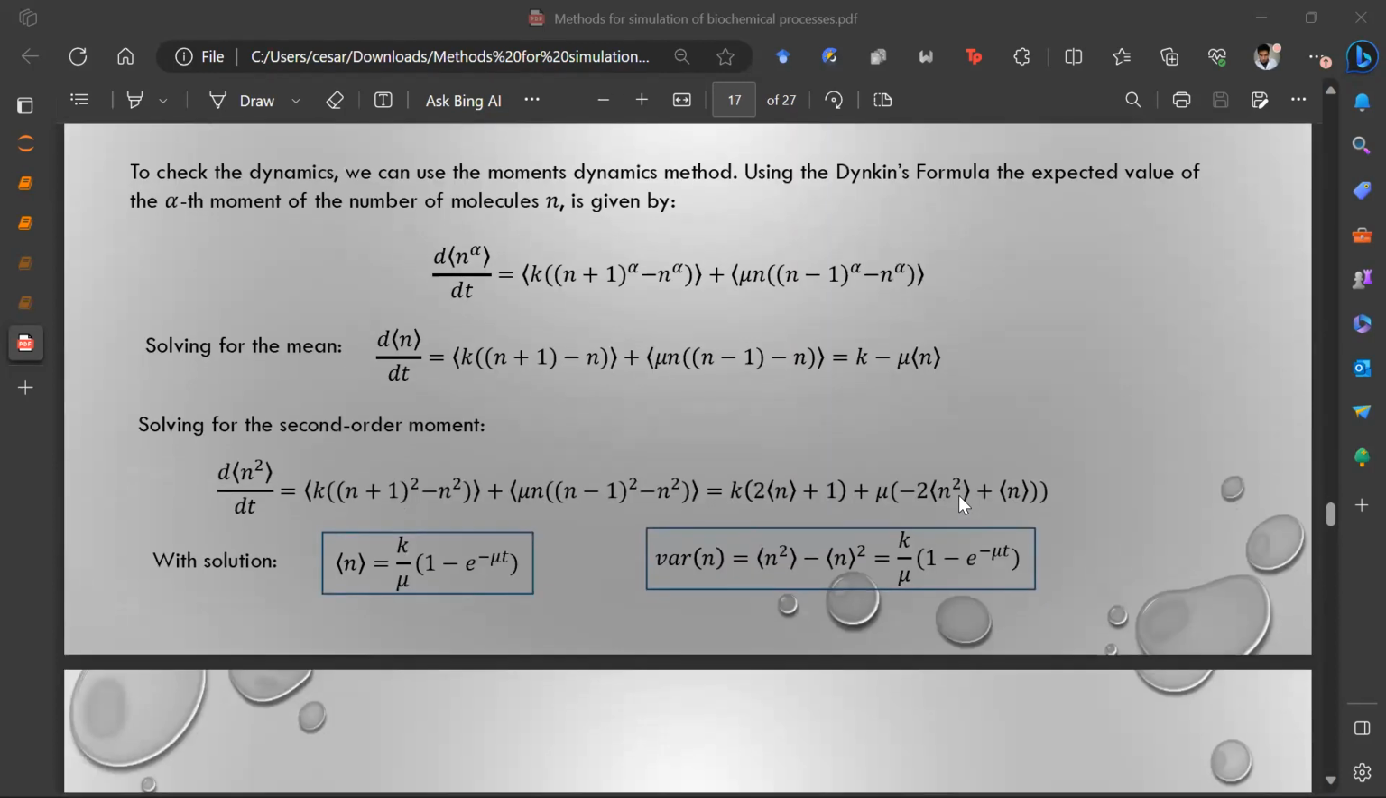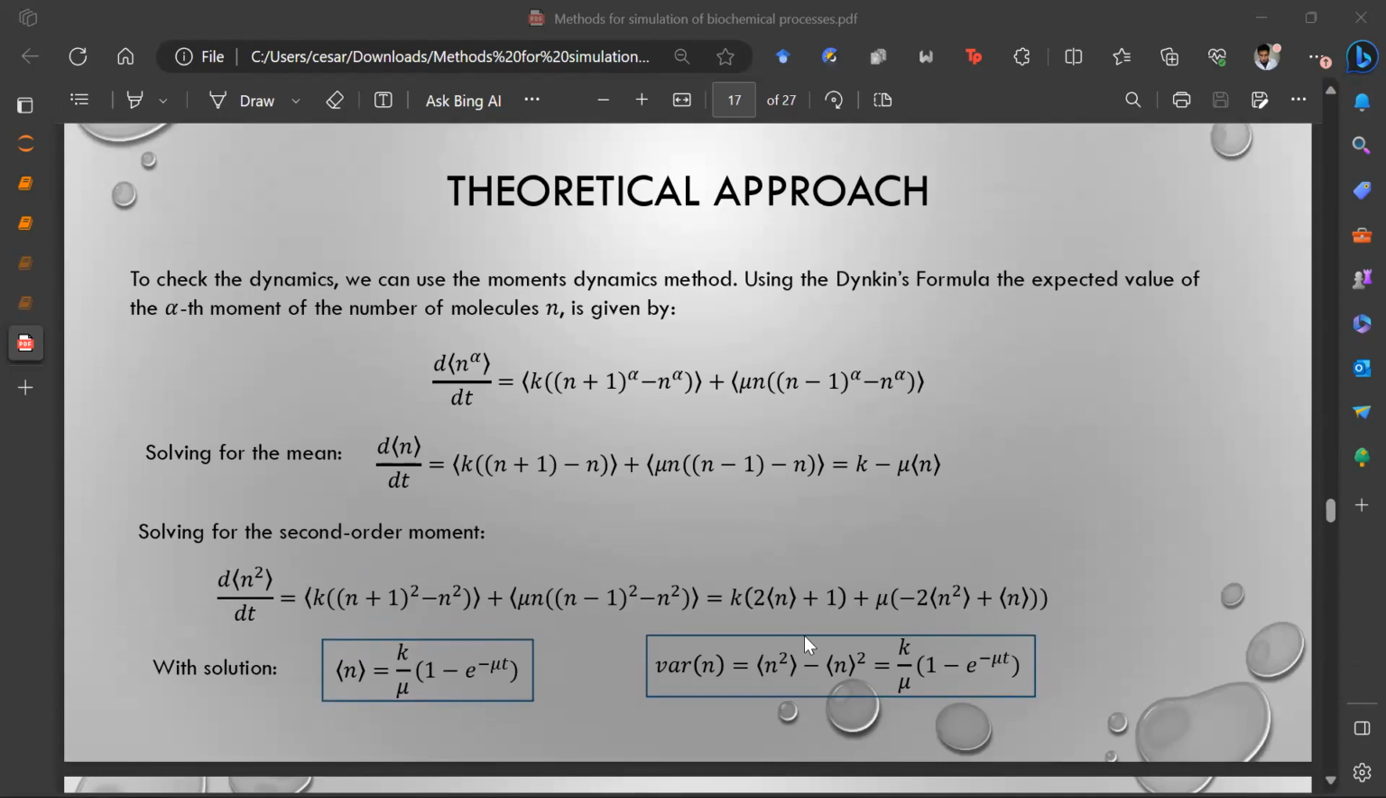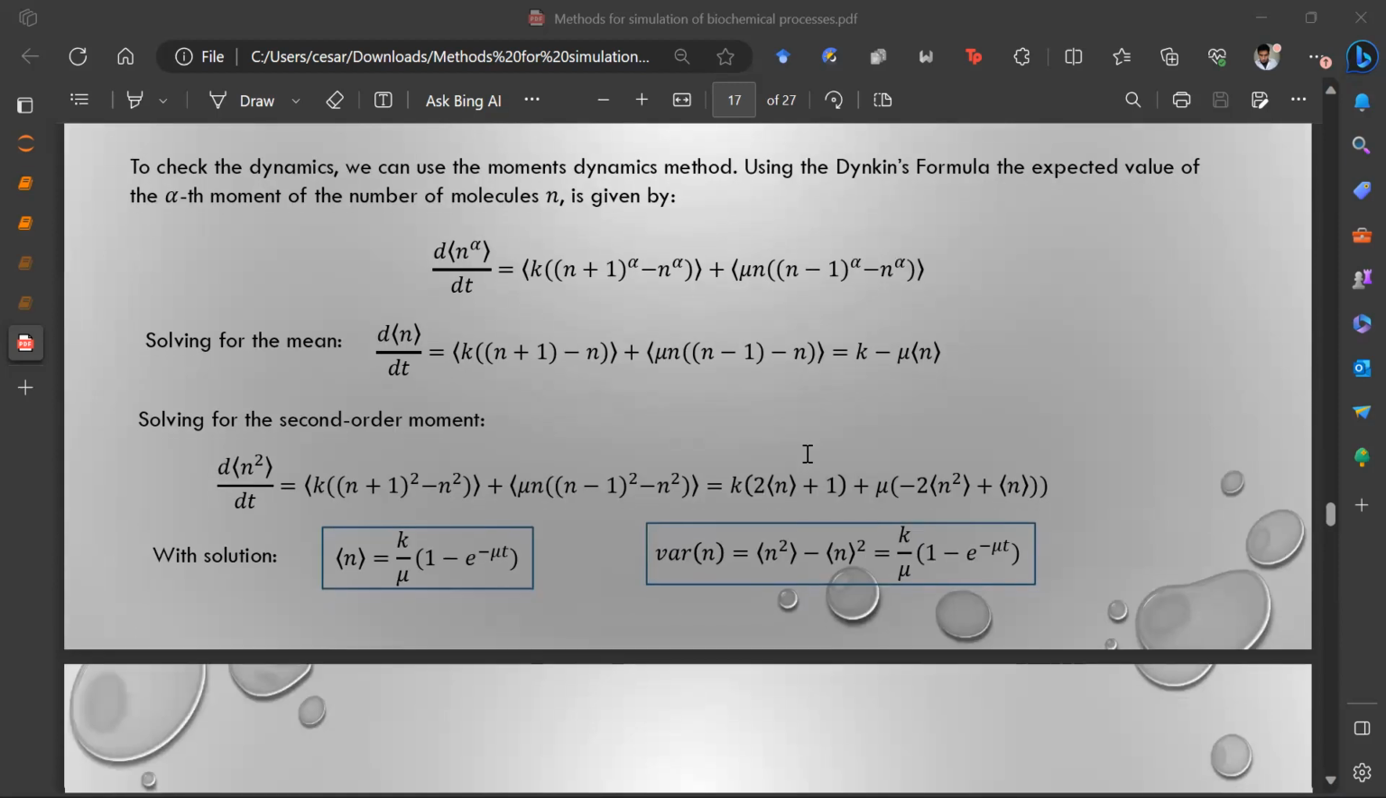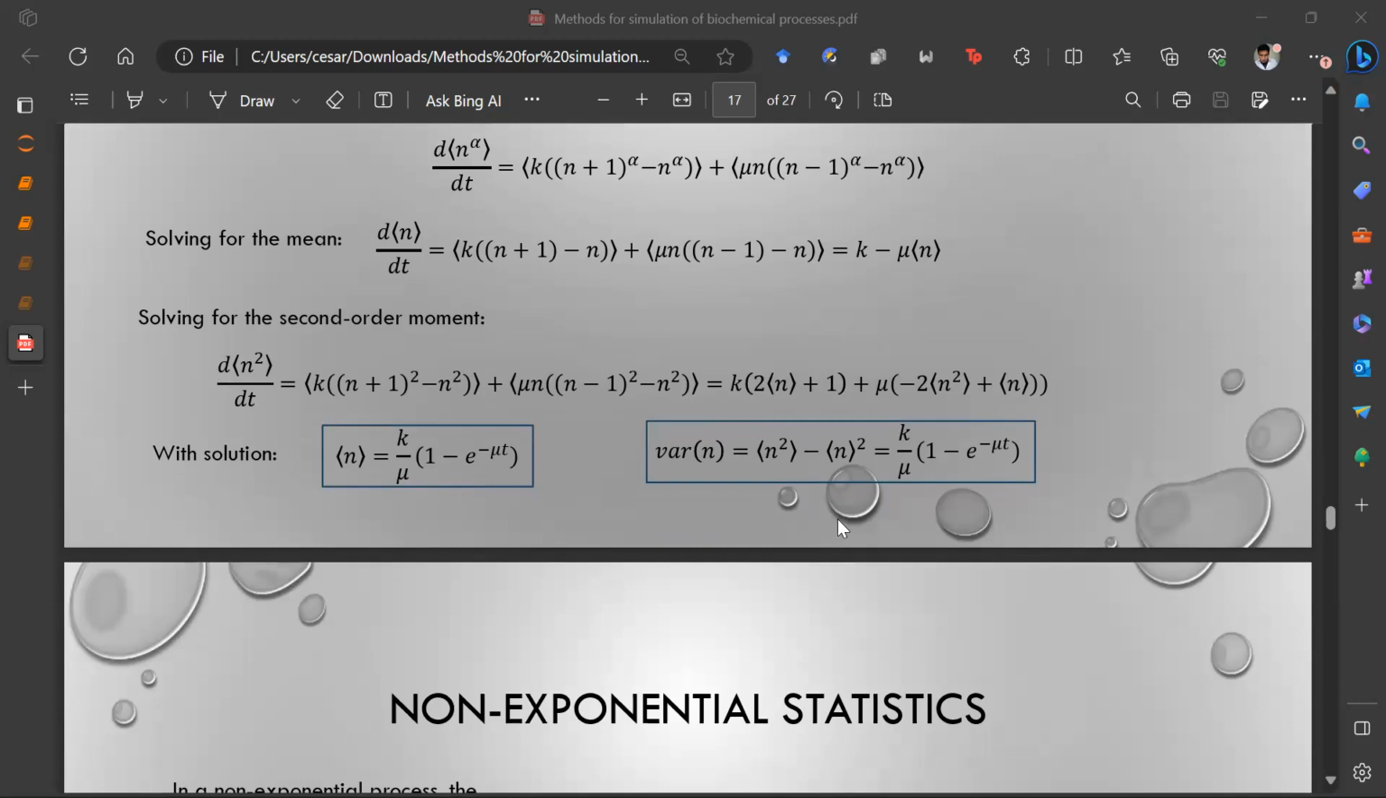However, the main issue with this process is that the variance is always the same as the mean, because it's the main property of the Poisson distribution. If you check the experiments, the actual data shows that the variance can have higher or lower noise than the Poisson distribution. So one way to change this problem is coupling the RNA and the protein.